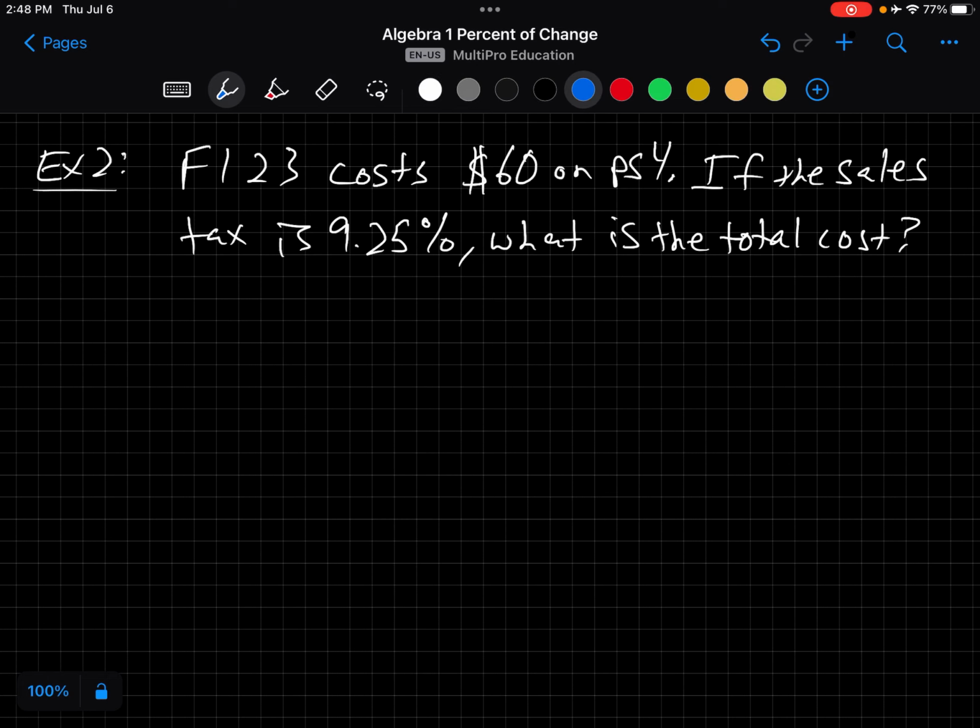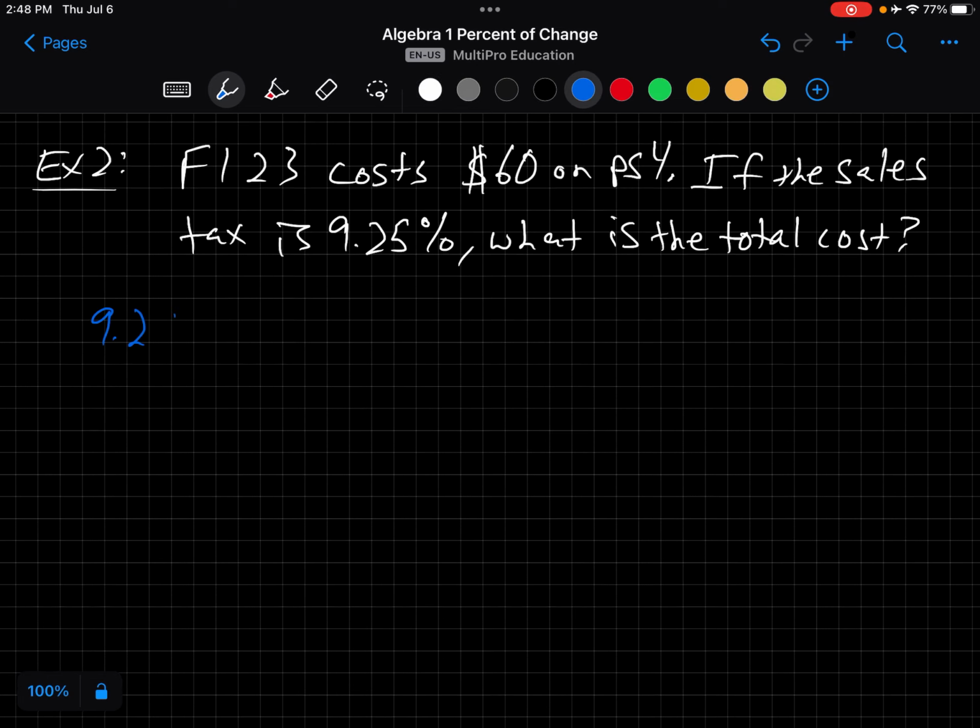Alright, so what we need to find is 9.25% of 60. So we can figure out how much is going to be taxed, right? So 9.25%, if you remember from our pre-algebra lesson we had last time, it's the same as moving the decimal place 2 places. So 9.25% is the same as 0.0925. And then we'll multiply that by 60. Okay? When we move the decimal 1, 2 places, then you have to drop the percentage sign.